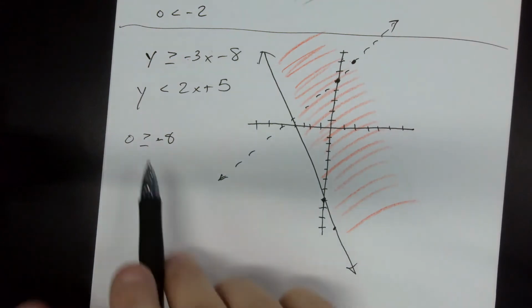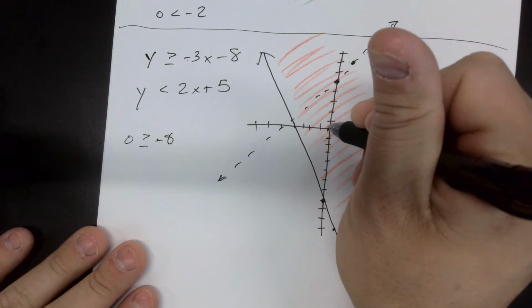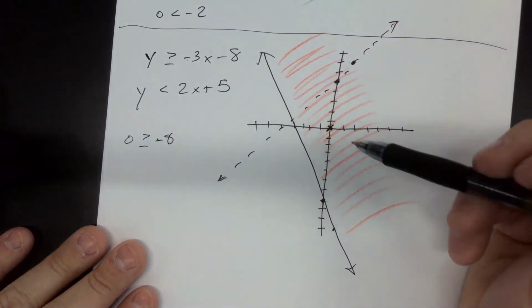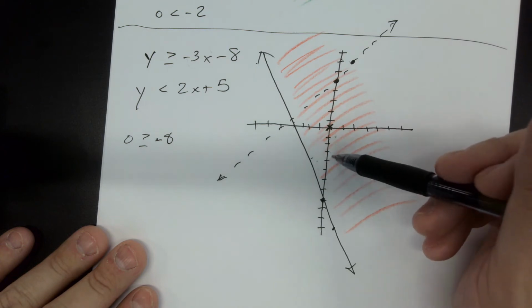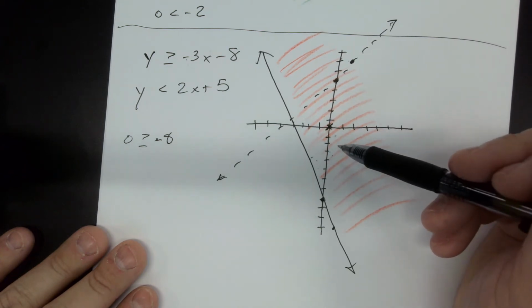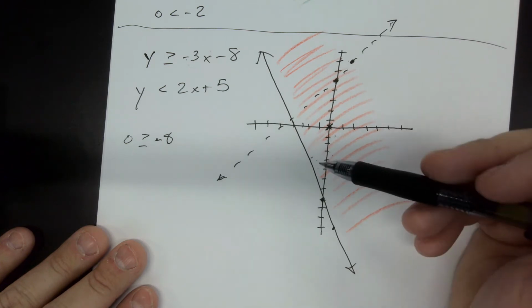So look, is this true? So 0 is right here, right? The point we tested is right there. It's on this side of our line, right? So if it's true, you shade the side of the line where 0, 0 is.